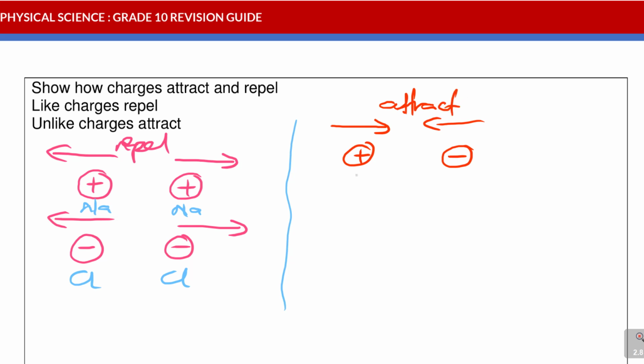Why? It is because of the positive and the negative: one has more, the other is deficient. So when they attract each other, they are trying to balance each other out. In terms of what? Remember, in terms of electrons.